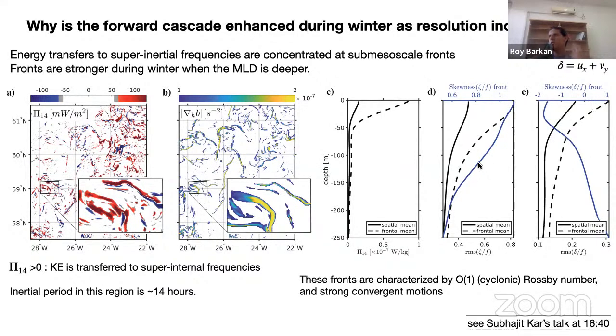And if you want to hear a little bit more about the physical mechanisms through which near-inertial waves can potentially exchange energy at these frontal regions, I urge you to listen to Subhajit Kaur's talk, which will happen in about an hour.